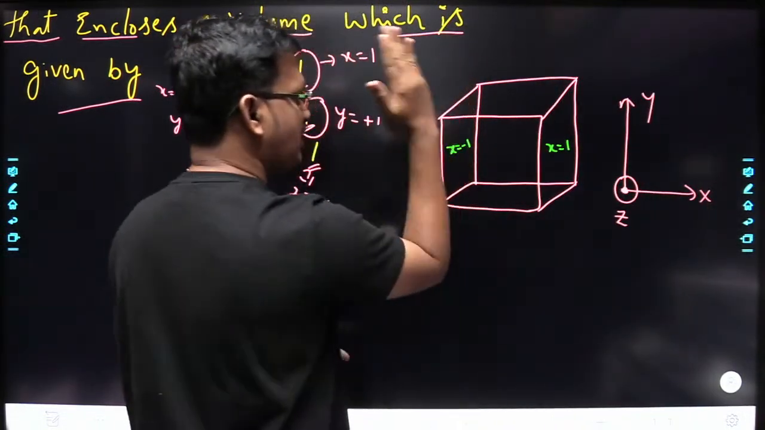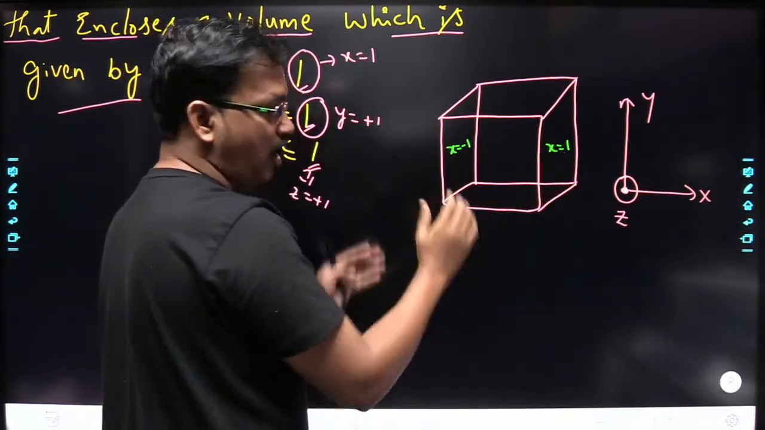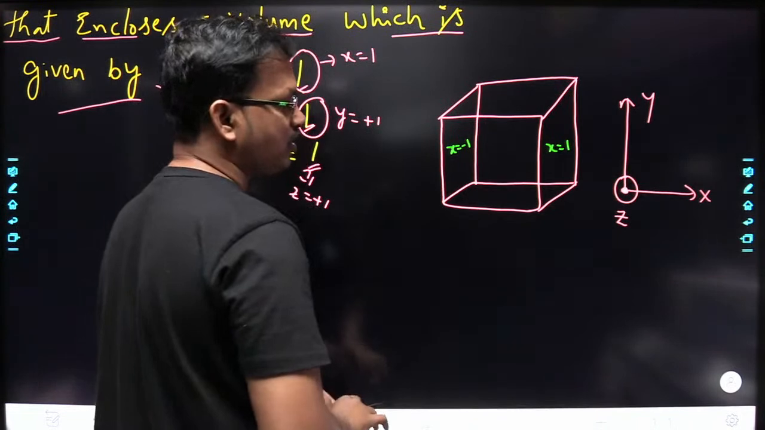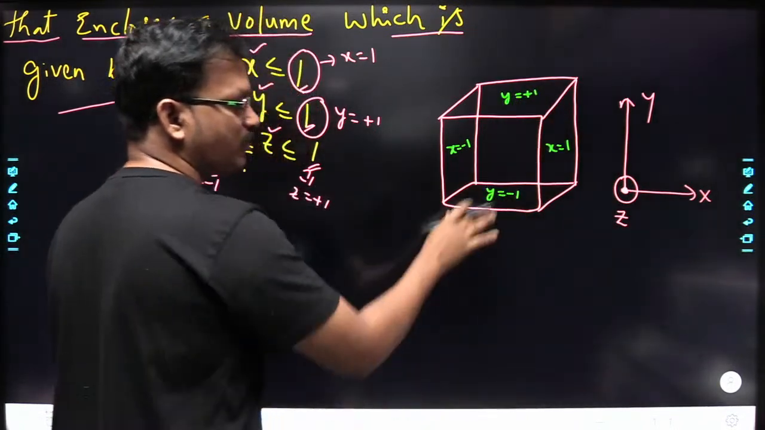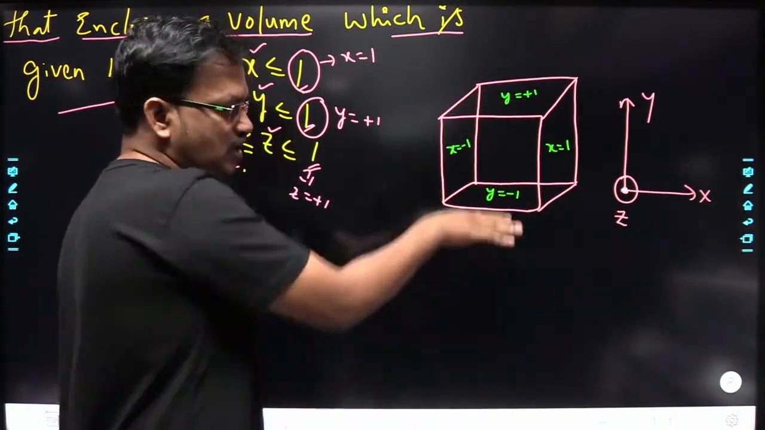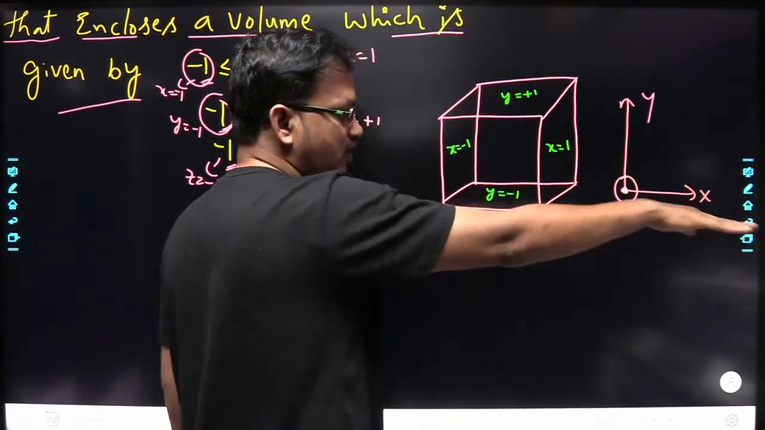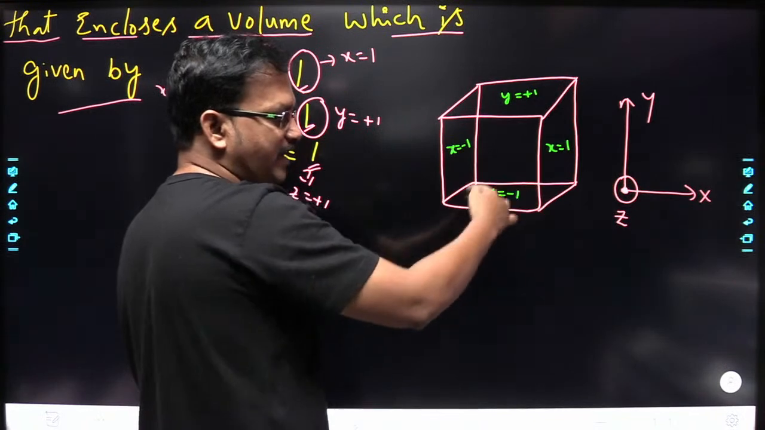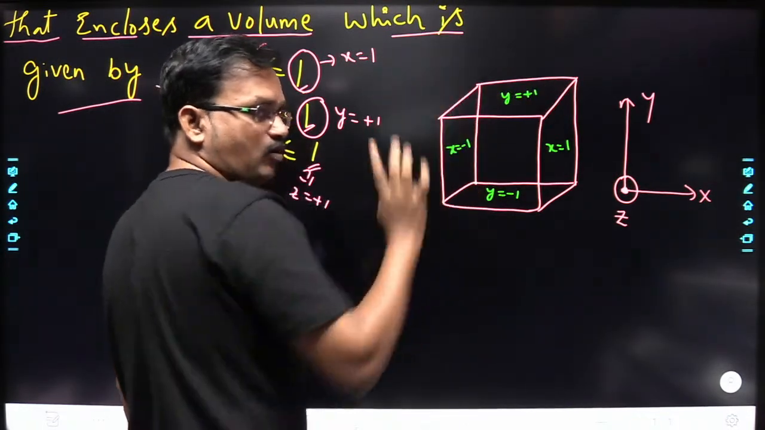So it is parallel to the yz plane. x equal to -1 and x equal to 1 are parallel to yz planes. Next, similarly, you are going to have y equal to -1 and y equal to +1. These are y equal to constant planes, which must be parallel to the zx plane. So this is the zx plane located at y equal to -1, and this is another zx plane located at y equal to +1.